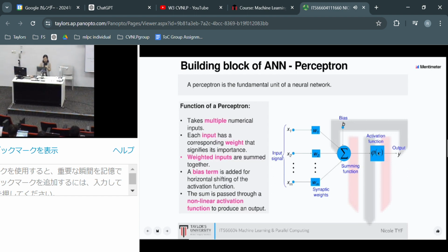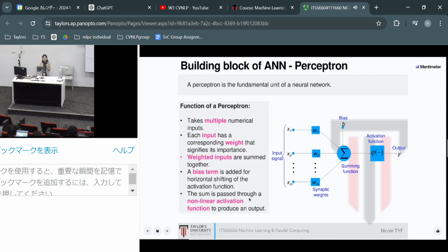Okay, so a bias term is also added, and the function of this bias term is to shift the activation function horizontally. And what is this activation function? The activation function is a mathematical function which allows this neural network to add the concept of non-linearity into our model so that it can capture complex data patterns. So now, what we just talked about is the fundamental concept of how this perceptron works.